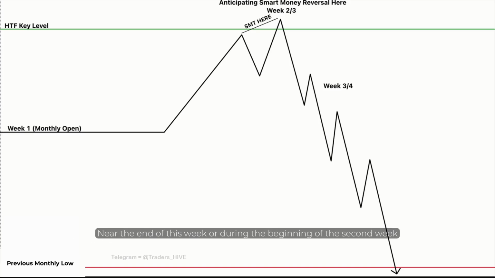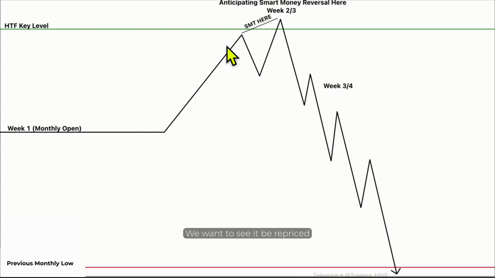Near the end of this week or during the beginning of the second week, we want to see the market begin to run towards the upside. We want to see it be repriced towards a higher time frame key level. When the market reaches this higher time frame key level, we are anticipating that a smart money reversal will form there during the second or third week.